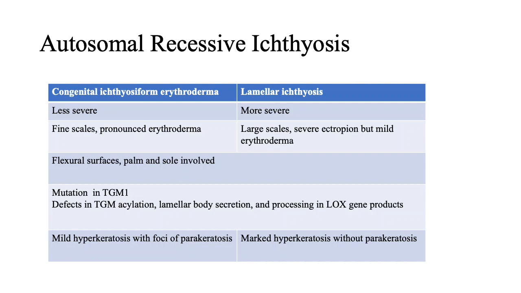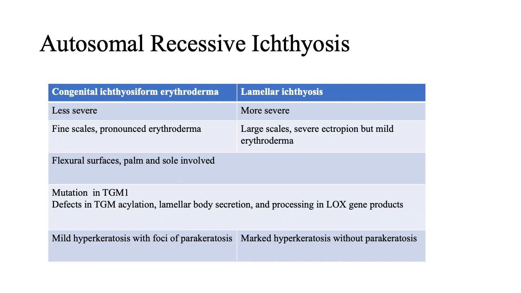Autosomal recessive ichthyosis has two types. One is congenital ichthyosiform erythroderma and another one is lamellar ichthyosis. Congenital ichthyosiform erythroderma is the less severe variety and clinically presents as fine scales and pronounced erythroderma, while lamellar ichthyosis is the more severe kind and presents with large scales and severe ectropion but mild erythroderma. Flexural surfaces, palms and soles are involved in both types. Mutation in TGM1 is the cause of this disease.